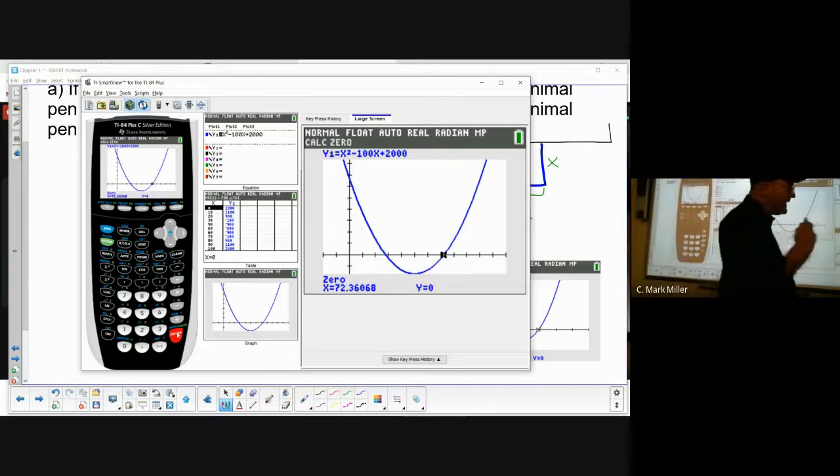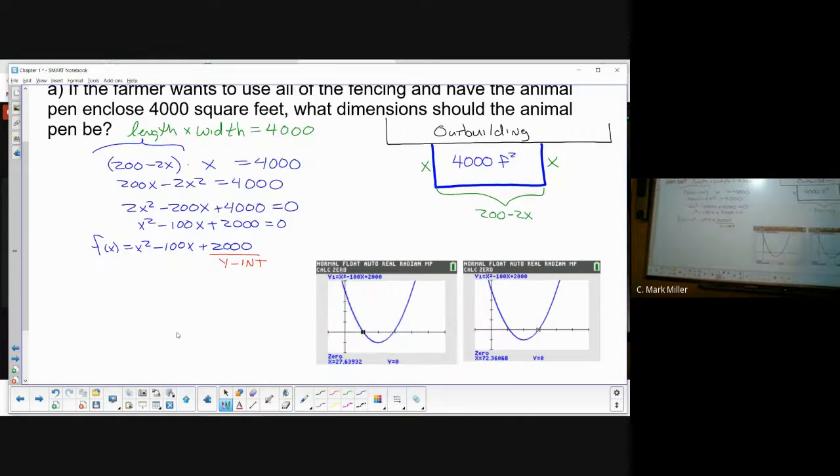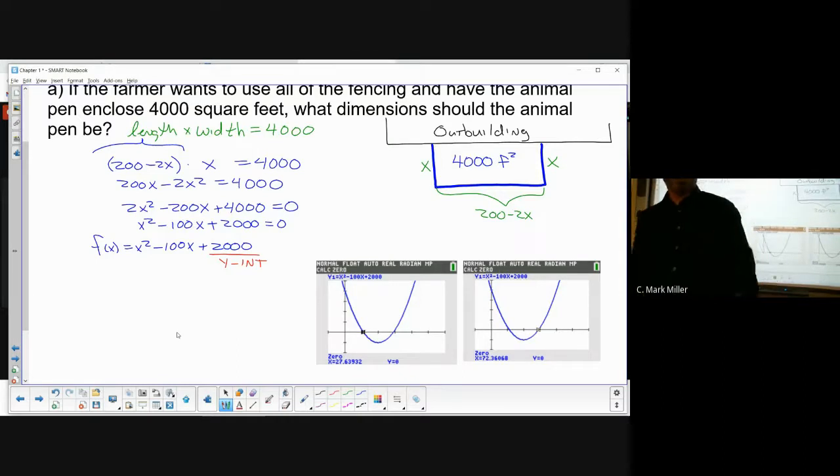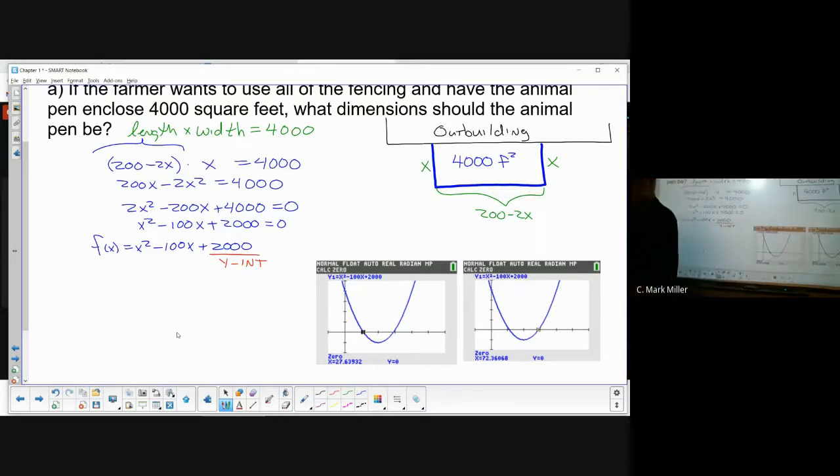So you should know how to do that. You should be using that as you do your homework and your problems. You'll be required to do enough by hand, but I encourage you to use your calculator to its fullest capability when you're allowed to, which is most of the time, but not all the time.